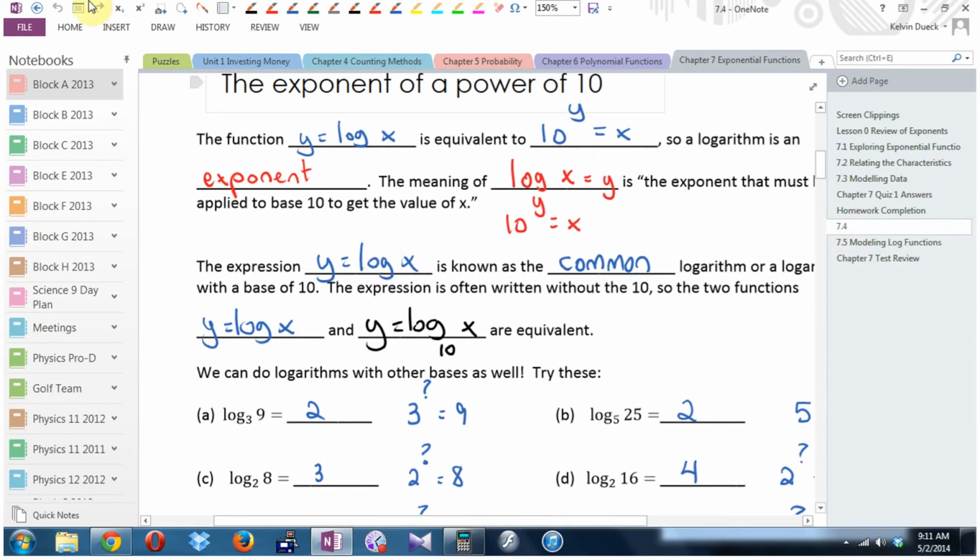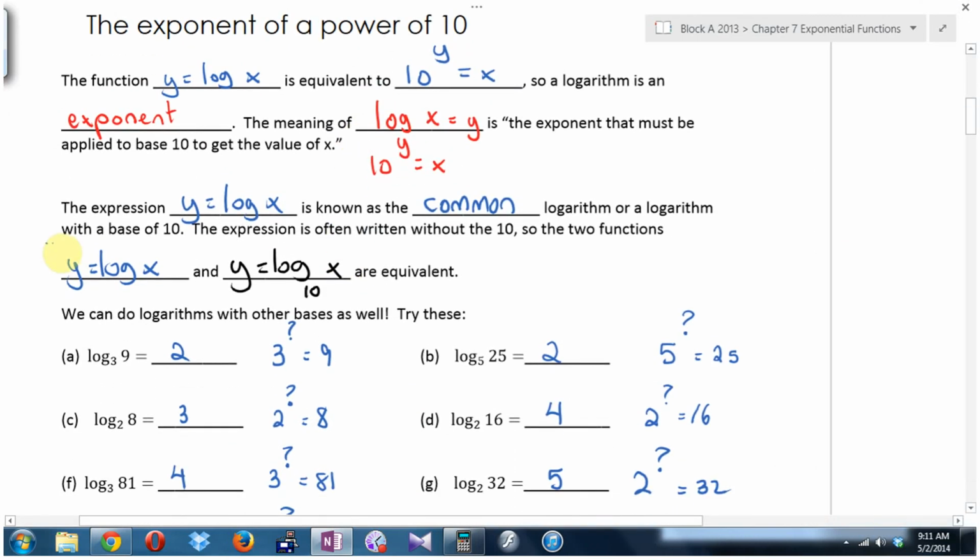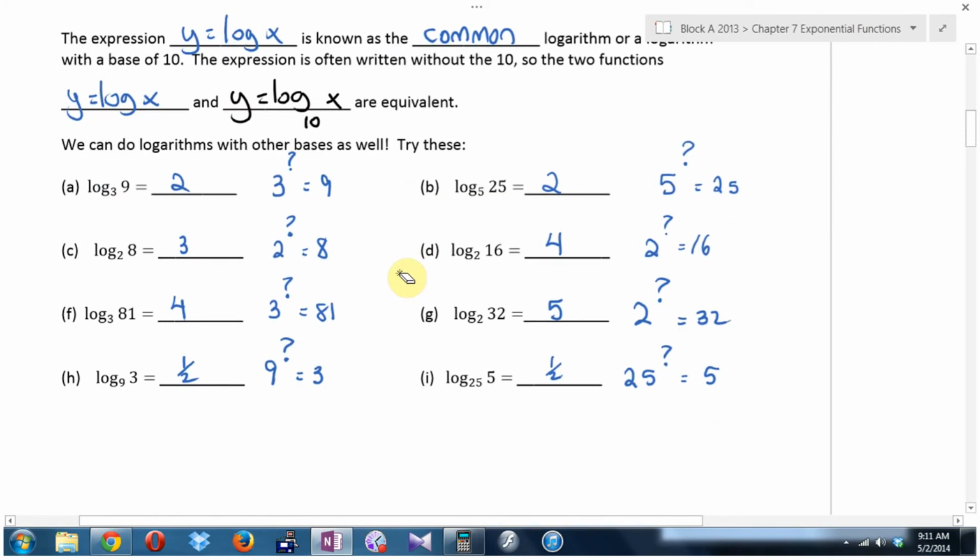We said, if you know this, you know that. Sorry, let me try that again. That's not what I wanted to circle. Circled the wrong thing, Mr. Dueck. Nice one. This line here. If you know this, you also know that. If you know the log of a base of a number equals something, you also know that the base to the something equals what's inside the log. So look at that for a second. See if you can now figure out the pattern.